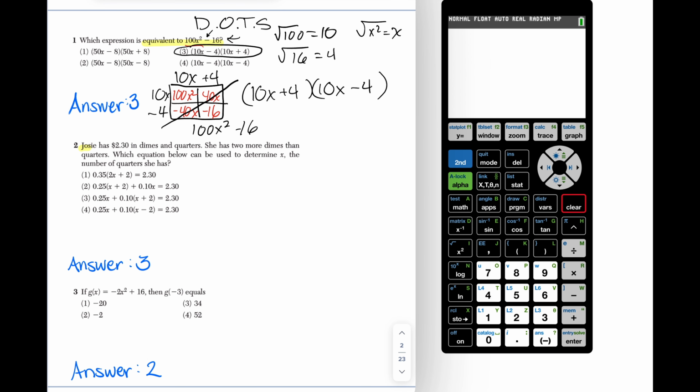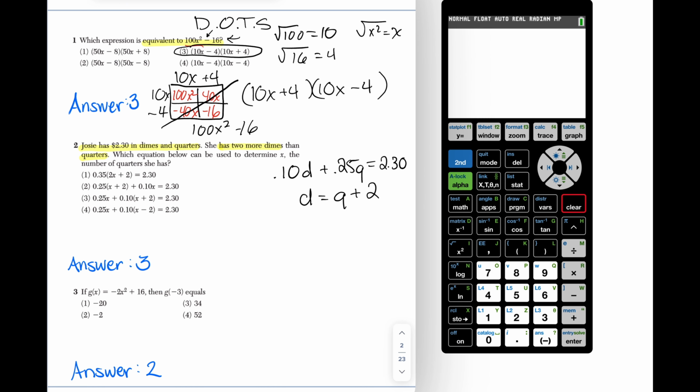Josie has $2.30 in dimes and quarters. So I don't know how many dimes she has. I know dimes are 10 cents. So here are my dimes, plus however many quarters we have times 25 cents, is going to give me $2.30. She has 2 more dimes than quarters. Okay, so the number of dimes is equal to the quarters plus 2 because she has 2 more dimes. So if I wanted them to be equal, I would have to have quarters plus 2.